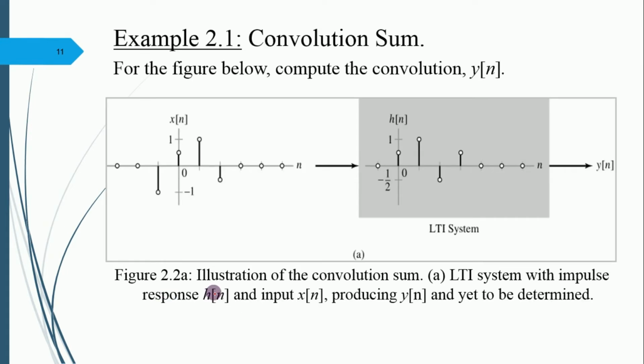First problem. This problem can be solved in at least 3 to 4 different ways. Okay, I am telling you all those 3 to 4 different ways. This is x of n. This is h of n. These two things are given.